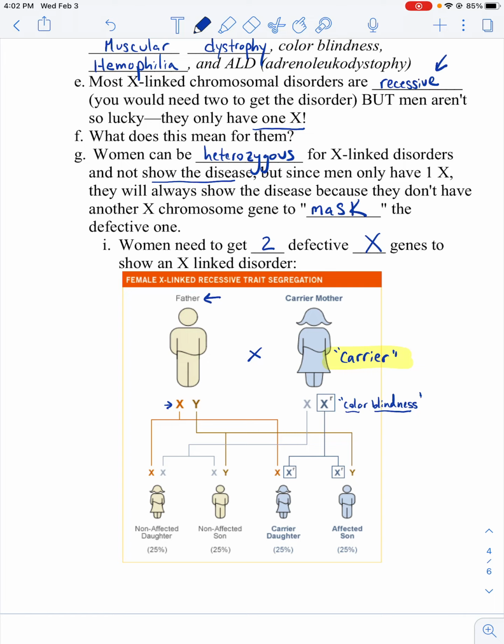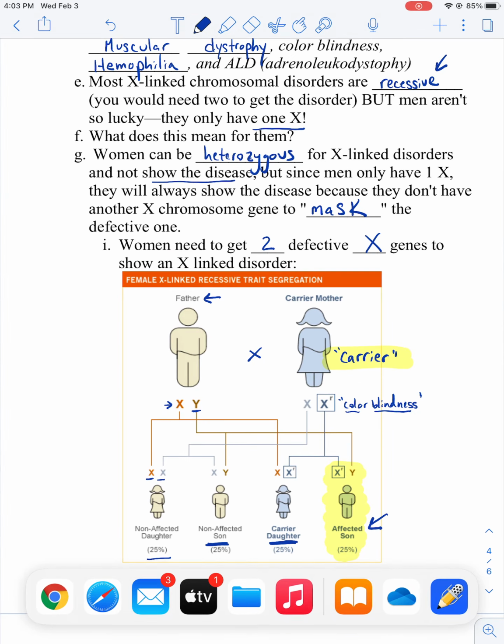So it shows all the combinations of the X and the Y chromosome from this father and this mother. If the father donates a normal X and the mother donates her normal X, they're going to have a completely non-affected daughter. If the father donates a normal X and the mother donates an abnormal X, they would have a carrier daughter. Now, if the father donates a Y chromosome and the mother donates her normal X, they'll have a non-affected son. But lastly, if the father donates a Y and the mother donates a color blindness X, they will have an affected son. So in doing this cross, you'd see that the only affected child is a son who is going to be colorblind.